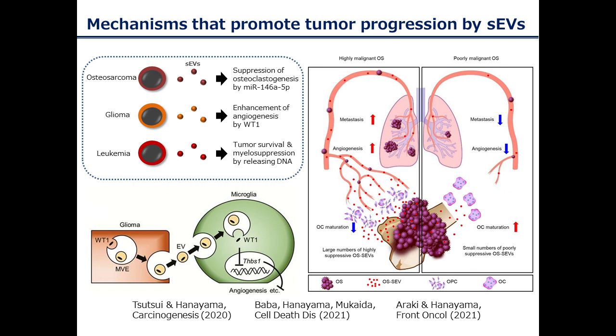Like this, we have recently found several mechanisms that promote tumor progression by tumor-derived SEVs. Specifically, we found that SEVs from osteosarcoma suppressed osteoclastogenesis by transferring miR-146a-5p, which enhanced lung metastasis. We also found that SEVs from glioma enhanced angiogenesis through down-regulating thrombospondin-1, a negative regulator of angiogenesis, in microglia by transferring WT1.